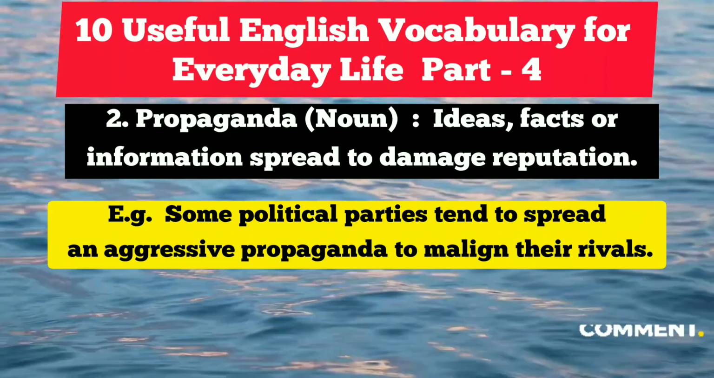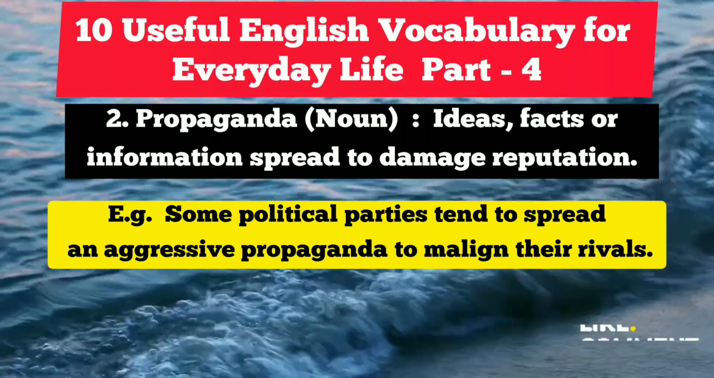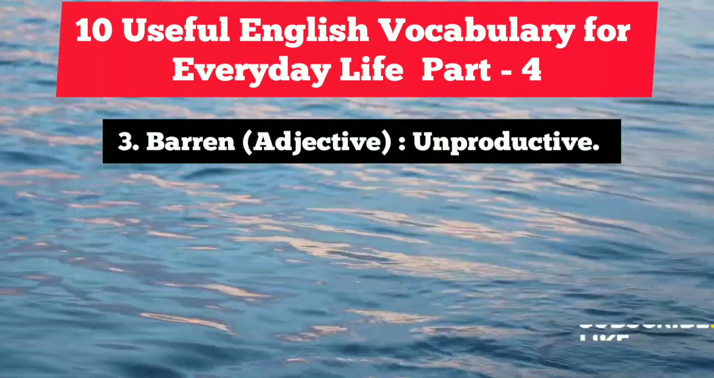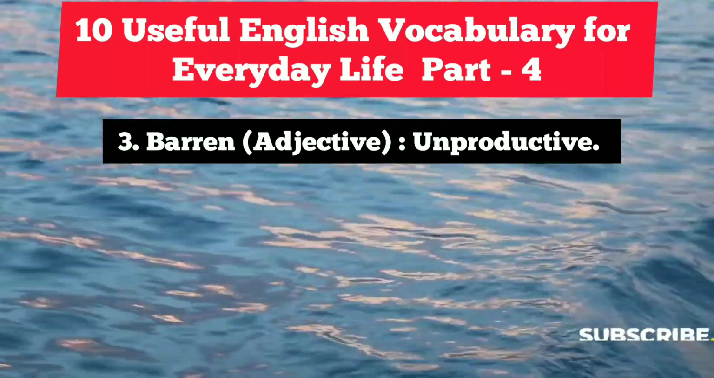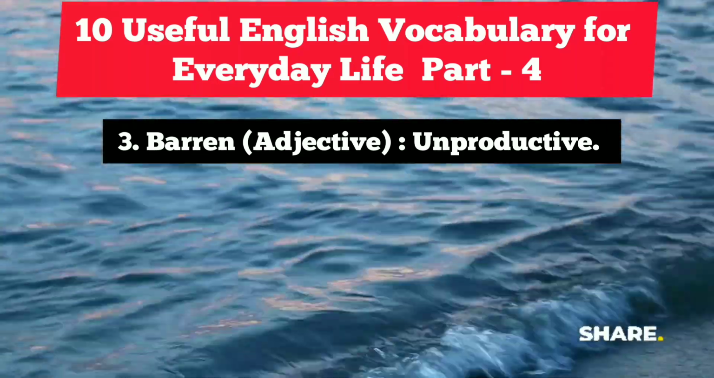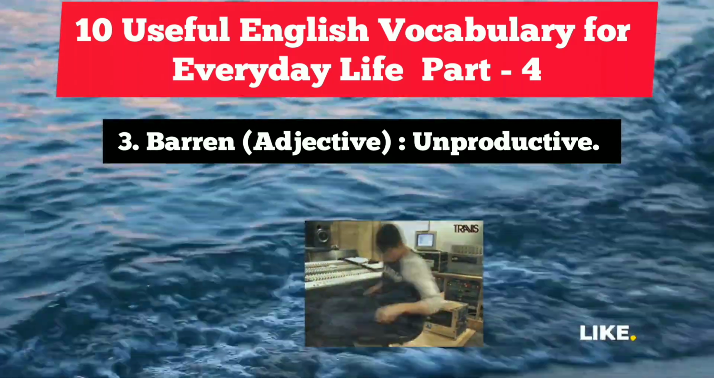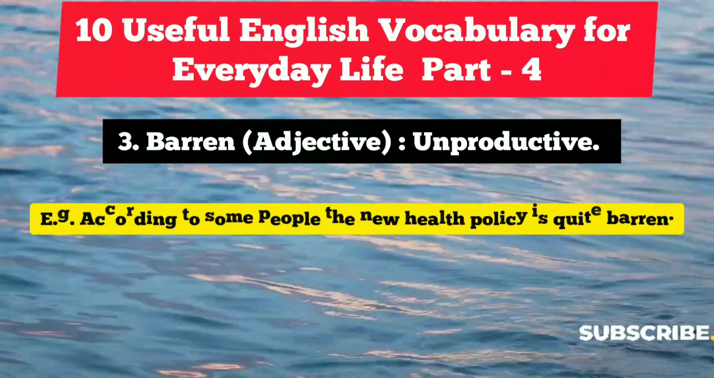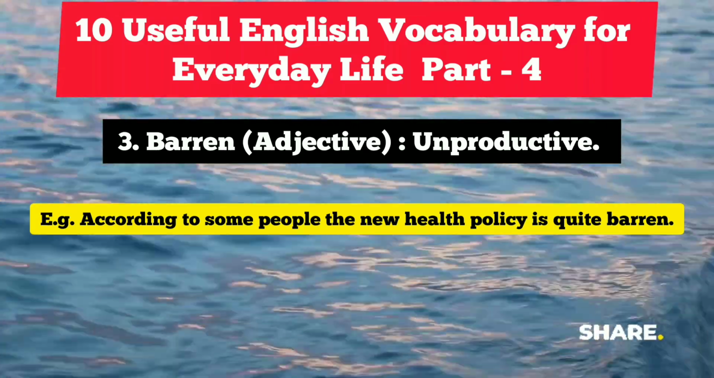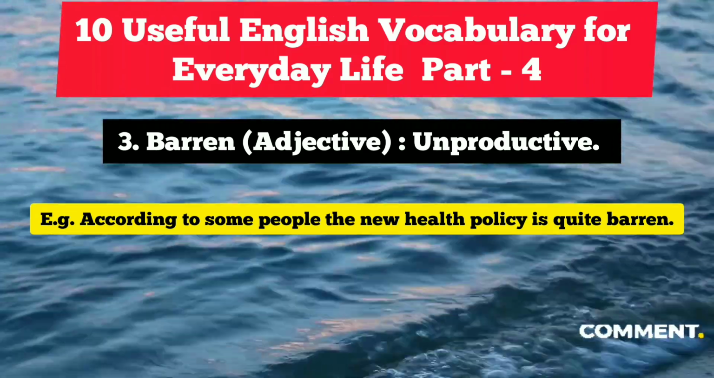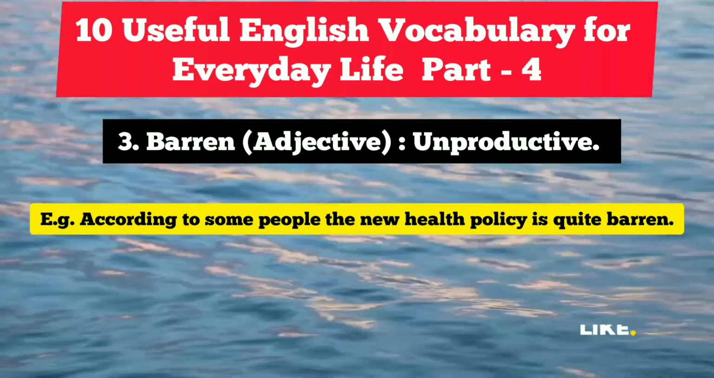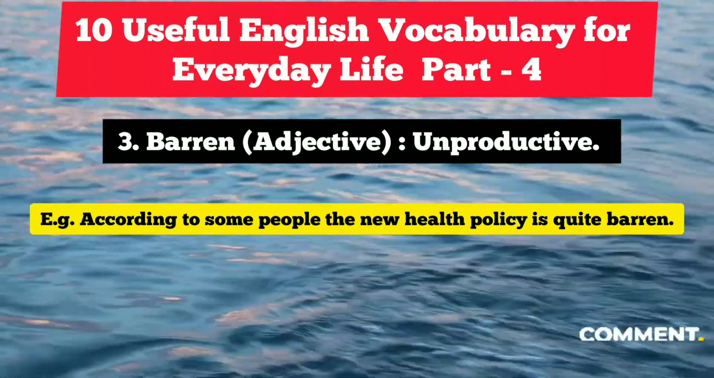Next, we are going to see the third useful vocabulary for everyday life, which is on your screen, that is barren. Barren is used as an adjective here. It means unproductive. So let's see how to use it. According to some people, the new health policy is quite barren. That means it is not effective, it is quite unproductive. So I'm quite sure it's clear.